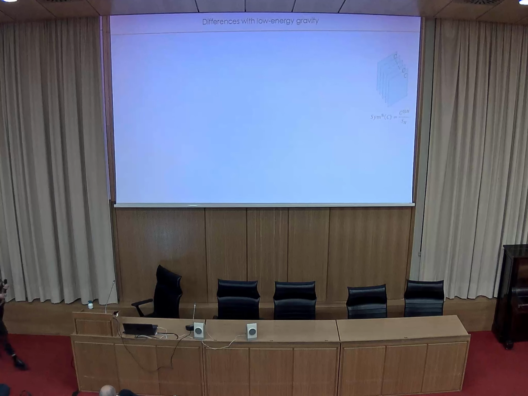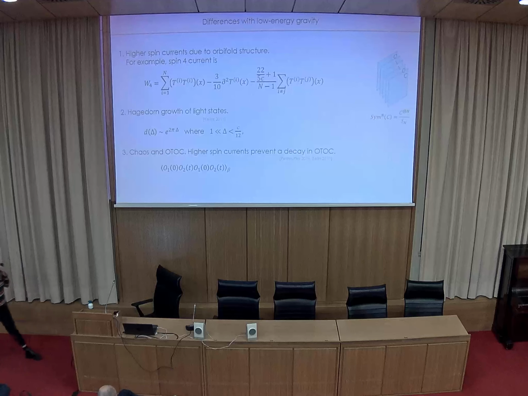Okay. So here are three reasons why these theories, the duals, are not low energy gravity. The first one is that you can have higher spin currents. For any value of n bigger than 1, you can construct a tower up to n of higher spin currents, and if n goes to infinity, then you will have infinitely many higher spin currents. Here I gave you an example, the spin 4 current, just so you can have an idea of how you construct these higher spin currents.